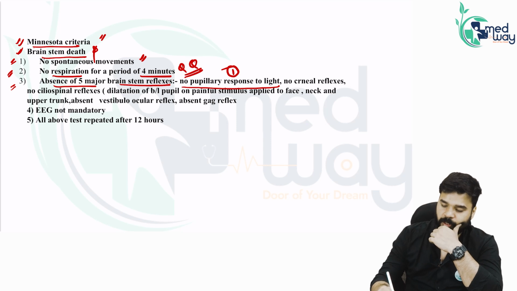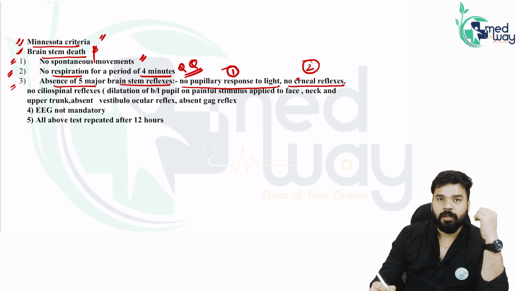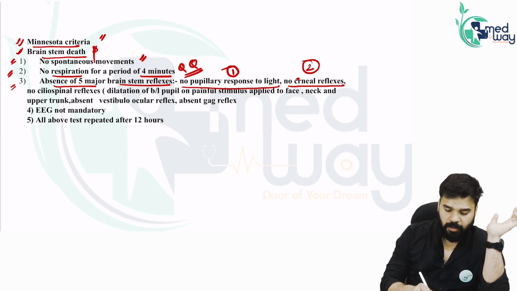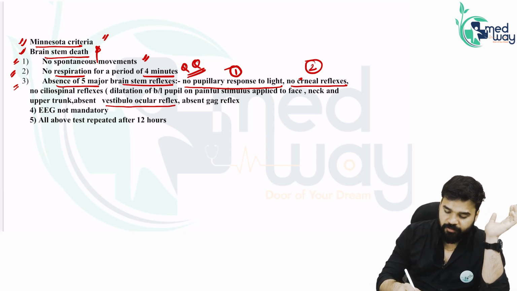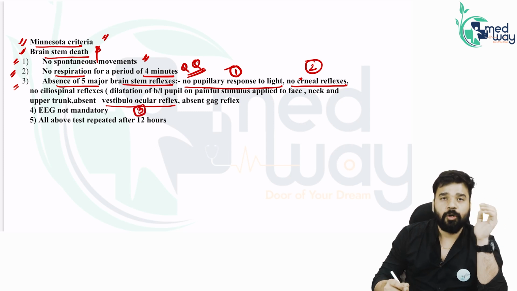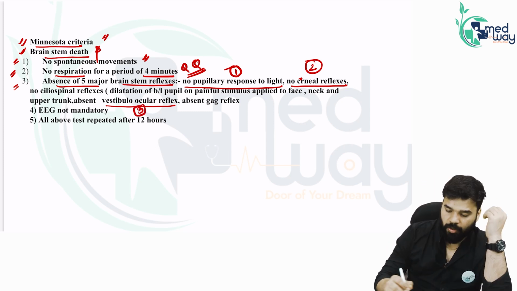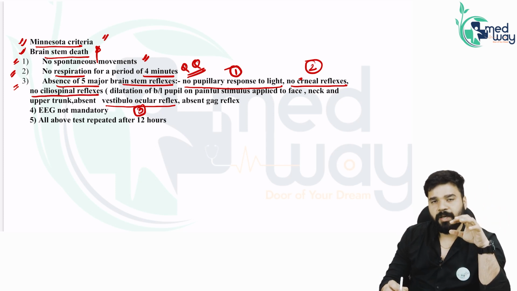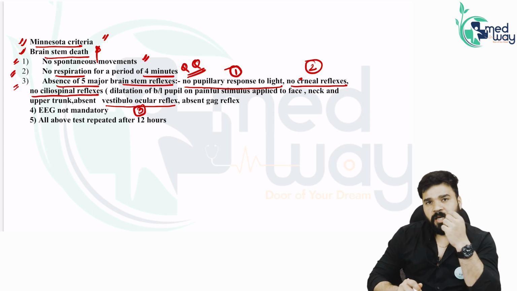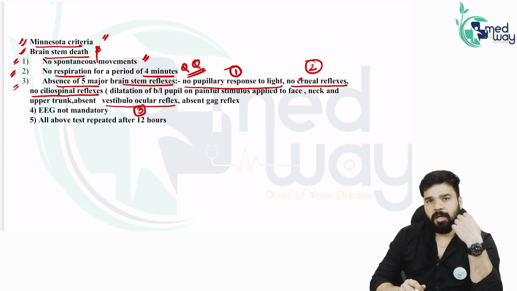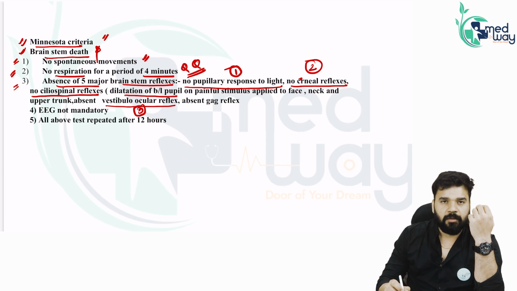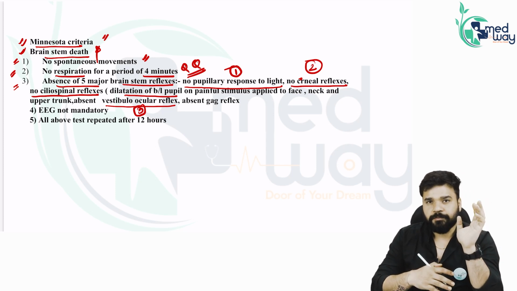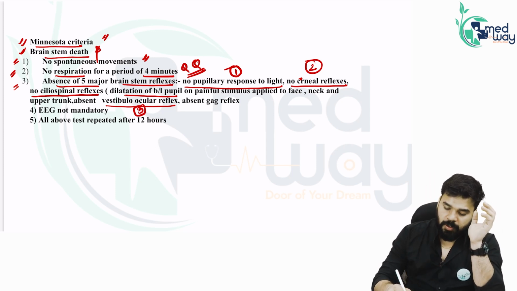Second will be no corneal reflex. Third will be vestibulo-ocular reflex will be absent. Fourth will be no ciliospinal reflexes. What is ciliospinal reflex? Whenever there is a painful stimulus given to the face or neck or upper trunk, there will be dilatation of bilateral pupils. But they will be absent in brainstem death. So, last and fifth one will be there will be no gag reflex.